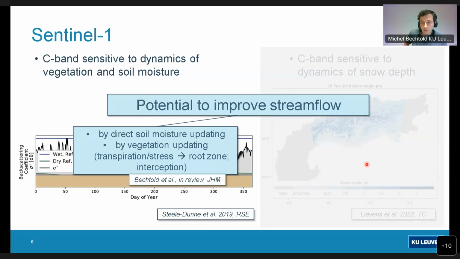So in the first, longer part of my presentation, I'm going to talk about the backscatter data assimilation to update soil moisture and vegetation and the impact on streamflow of that approach. That's a paper that's currently in review in the Journal of Hydrometeorology.